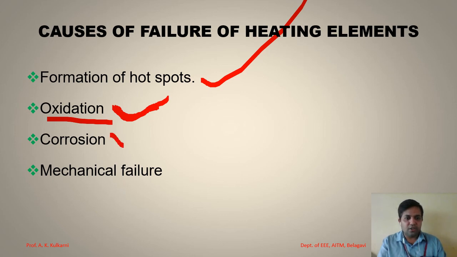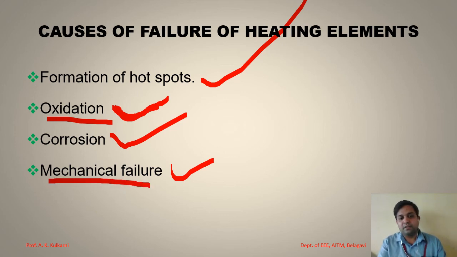Next one is corrosion. Due to corrosion also, we are going to have failure in the heating element. Mechanical failure. If the strength of the heating element is very low, there are chances of the heating element melting. That comes under mechanical failure. So these are the various causes that may make the heating element not work efficiently.